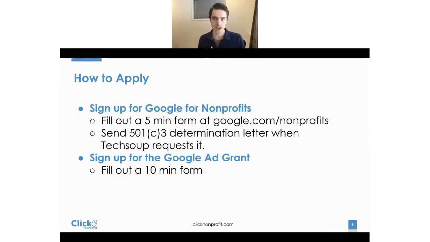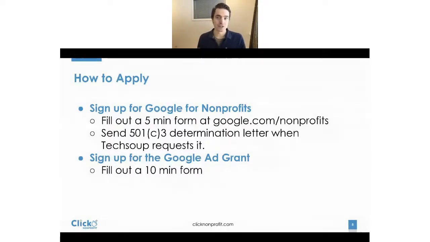And you can do that at google.com/nonprofits. And then once you fill out that form with just general info about your nonprofit, you're going to get an email from TechSoup, most likely within a couple of days. And TechSoup is going to request that you send them your 501c3 determination letter by email. And that's going to tell them that you are in fact someone working with your organization. And number two, your organization is a 501c3 nonprofit.